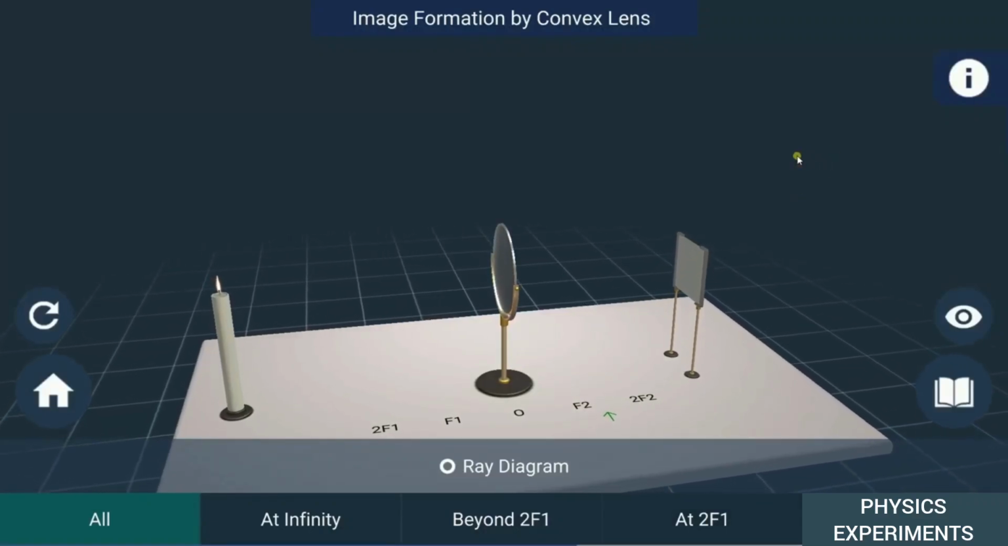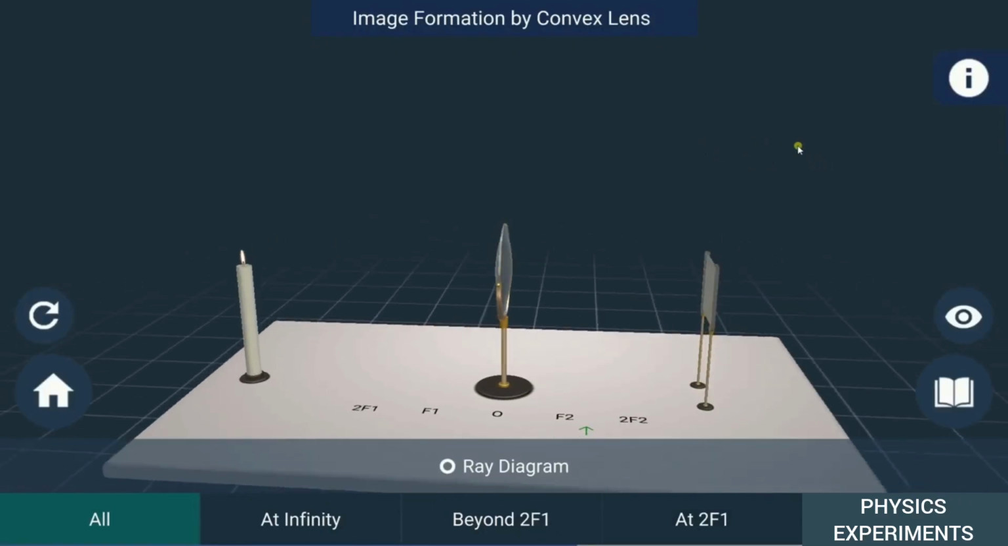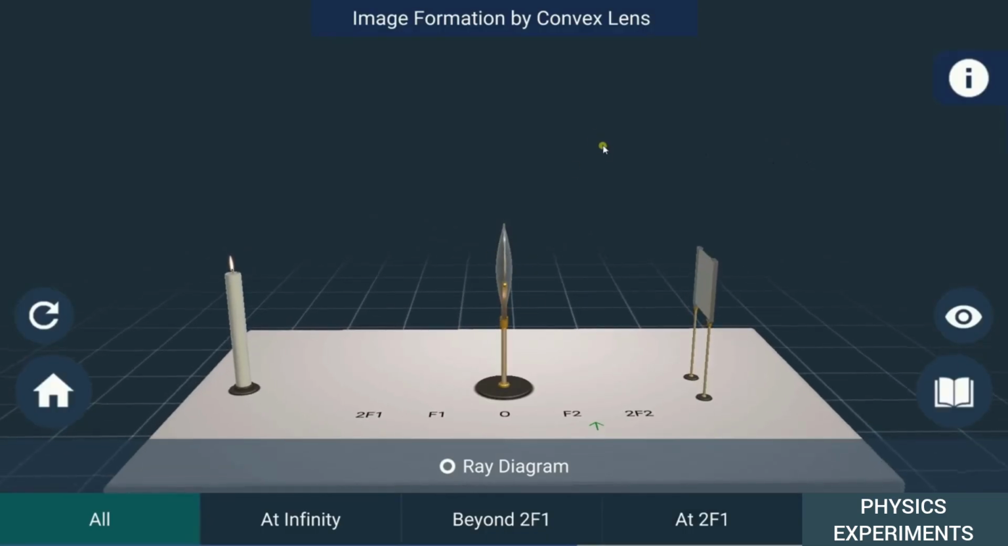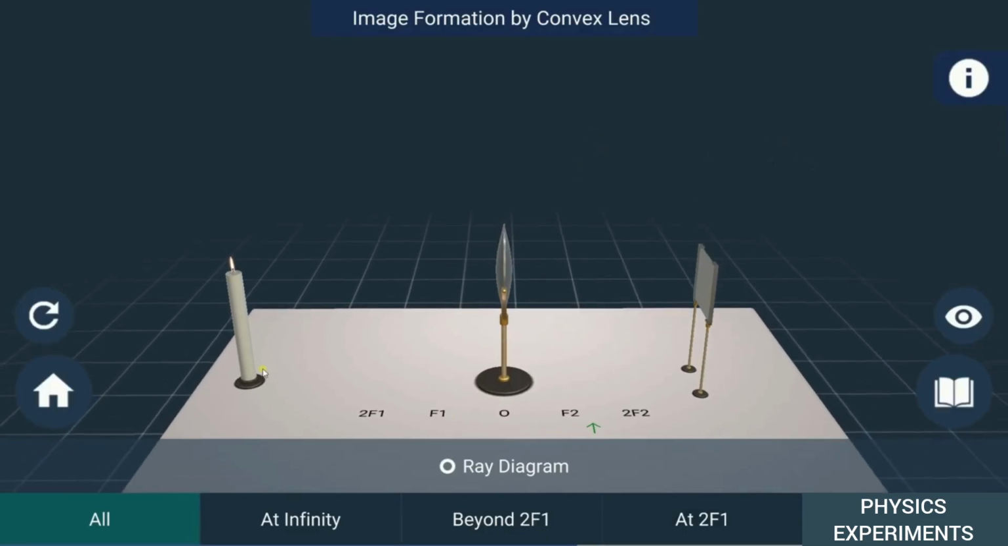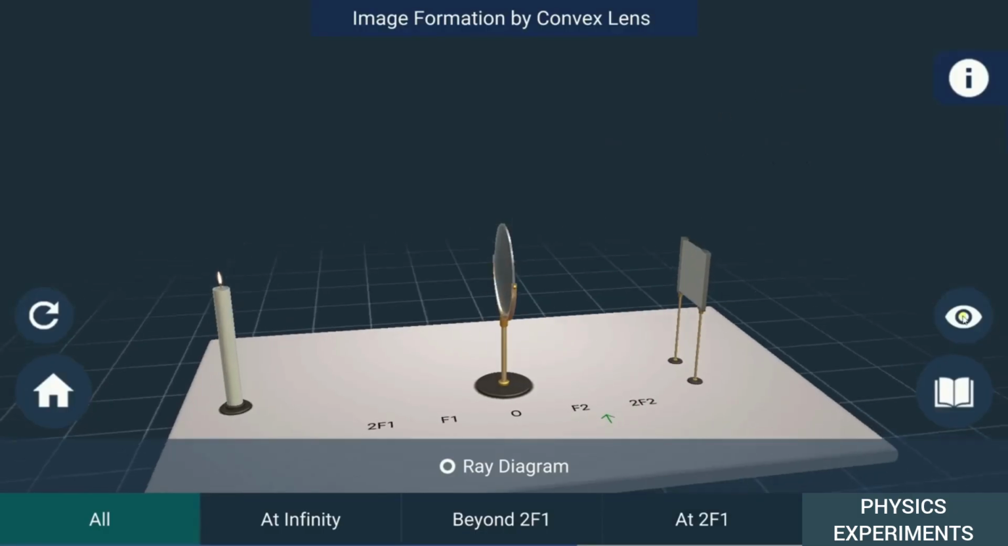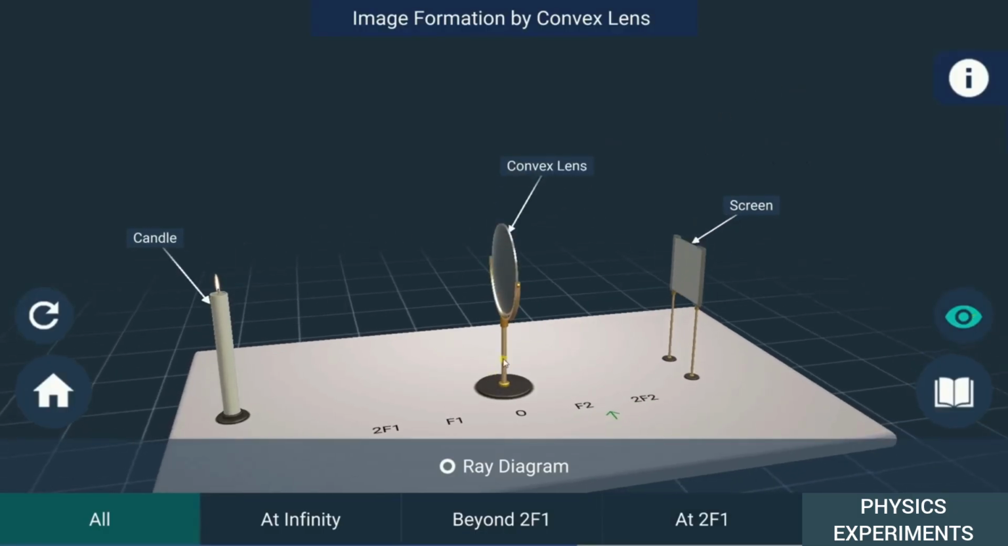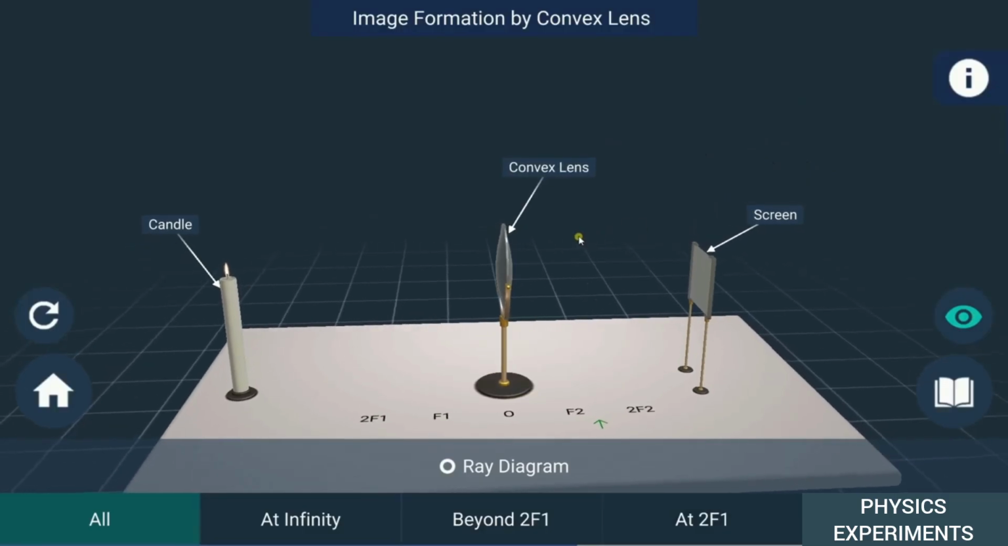Let's find out the image formation by a convex lens for different positions of the object from it. A convex lens on a stand, a candle with flame and a paper screen to capture the image are taken on a horizontal surface as shown.